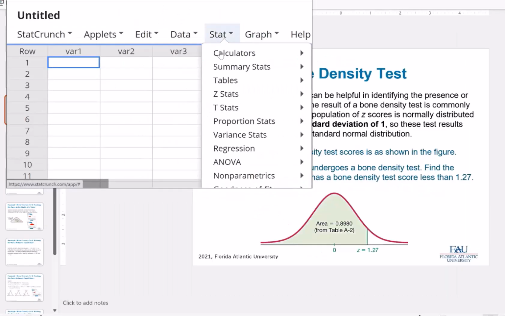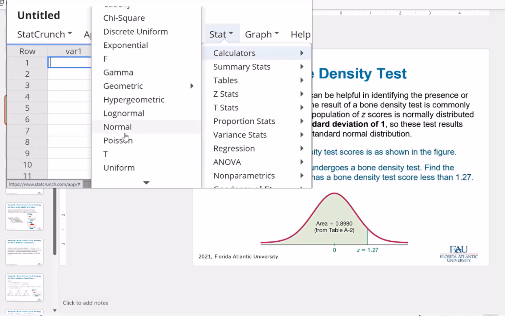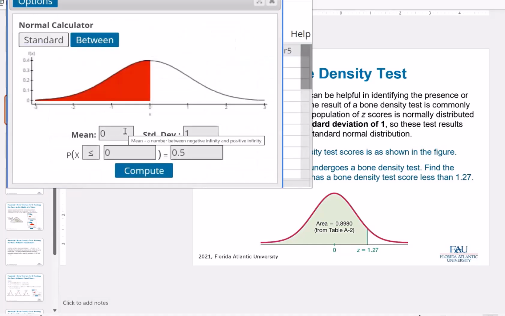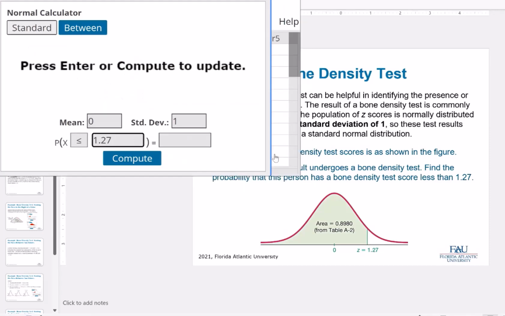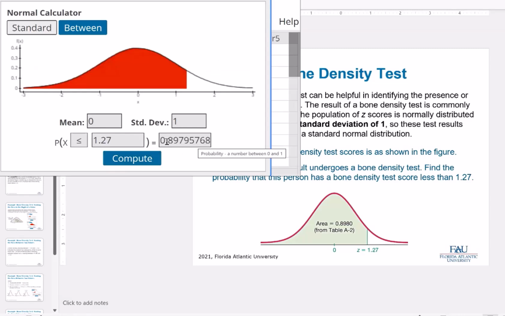Stat, calculators, normal, because we have a normal distribution. My mean is 0 and my standard deviation is 1, which is perfect. And this is where I put my z-score. Probability that this person has a bone density score less than 1.27. And over here, I get my probability.